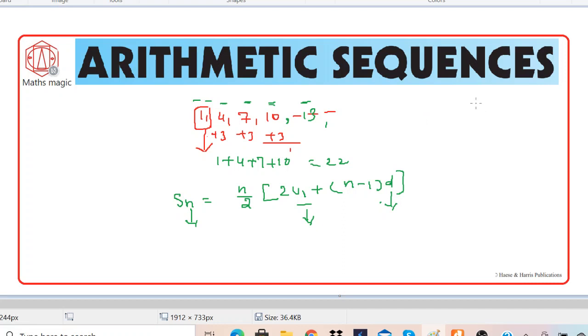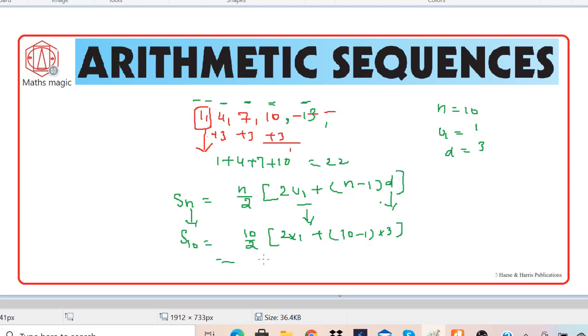So you have to write all the information first. We are looking for the sum of the first 10 terms. So n is 10, u1 is 1 and d is 3. These are the three main pieces of information which we need. So let's replace this n with 10. So it's 10 by 2 and 2 into 1 plus 10 minus 1 into d, which is 3.